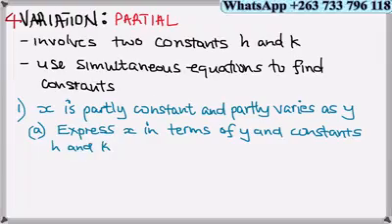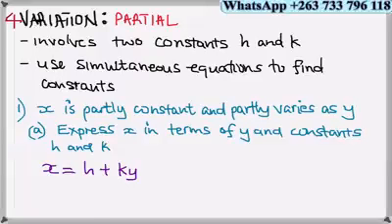Since we said that there is use of two constants, let's write the equation. x is partly constant, and here it means we are adding partly varies. So we put two constants here, h, which is an independent constant, said to be partly constant, and partly varies as y, it's another constant times y. So this will be the relationship of a partial variation.